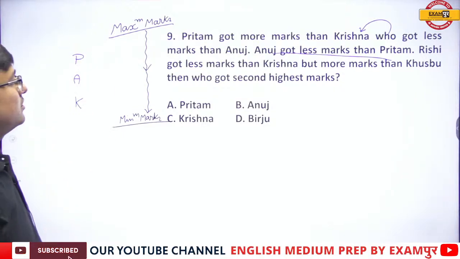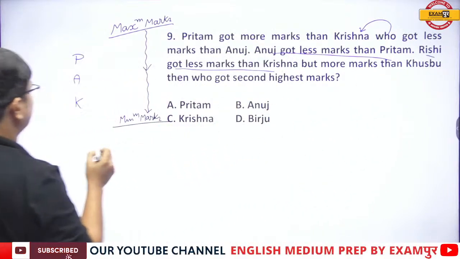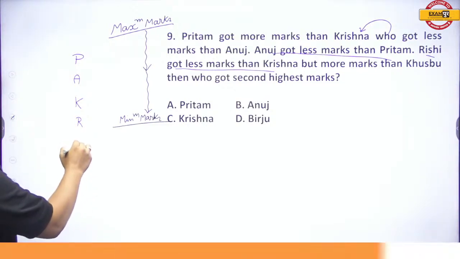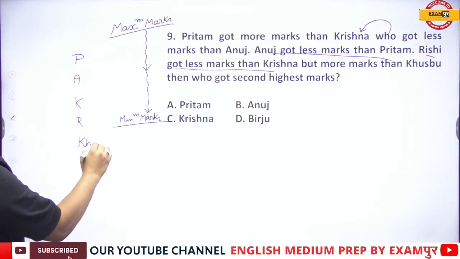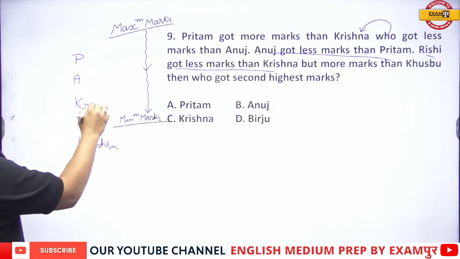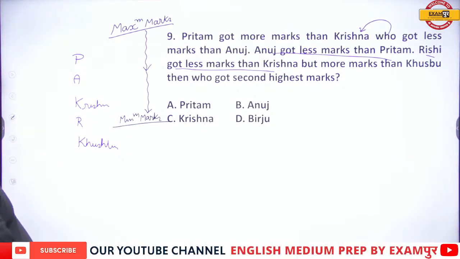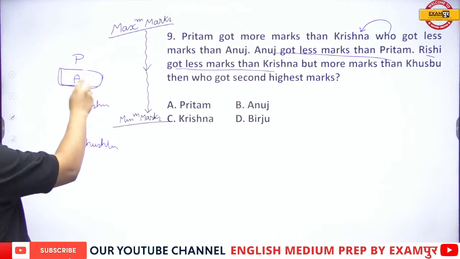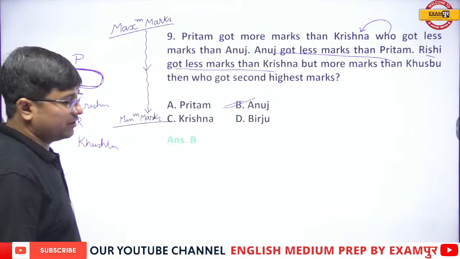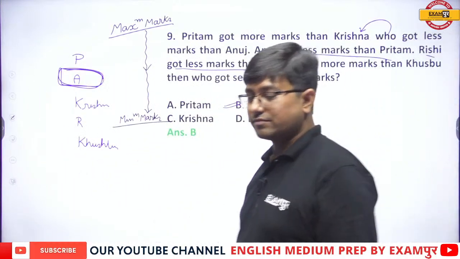Fine. Next. Rishi got less marks than Krishna, but more marks than Khushbu. Okay? Two people's names start with K. Now, my dear students, who got second highest marks? The one who got second highest marks is A, Anuj. I hope it is very clear. Fine, everyone. Next.